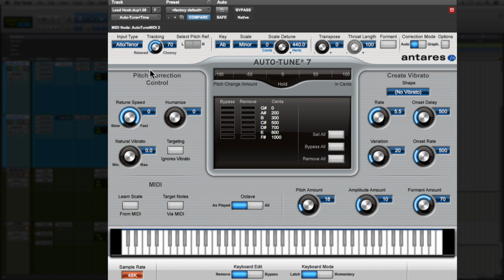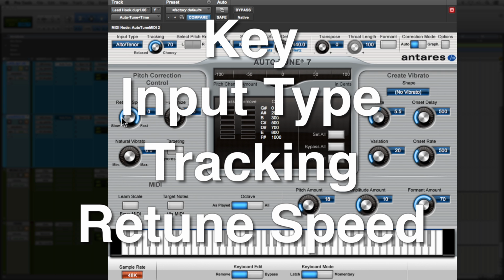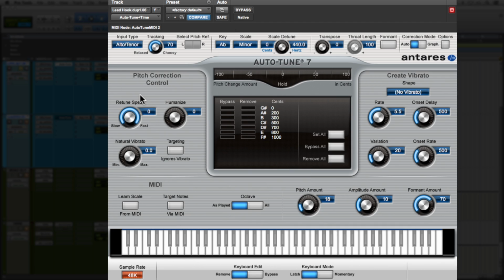The other thing you're going to adjust in auto-tune is the retune speed. I typically have it slammed to its fastest just to get that effect. However, you can slow it down if the effect is a little too overbearing. Like I said, for this particular case, I have it set to the fastest. Now, in regards to everything else, you don't really have to touch anything else. So the main things are the key, the input type, the tracking, and the retune speed, specifically for this particular technique.